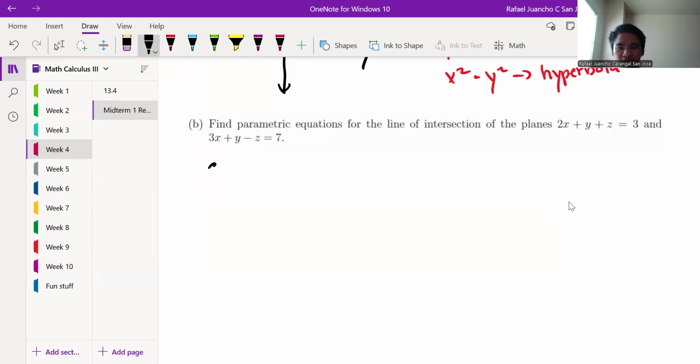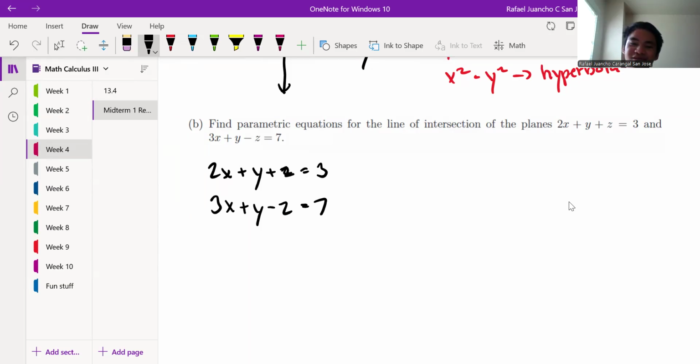So we're given 2x plus y plus z equals 3. That's a z. And we're also given 3x plus y minus z equals 7. Now, how do we parameterize x, y, and z? That's the tricky part.